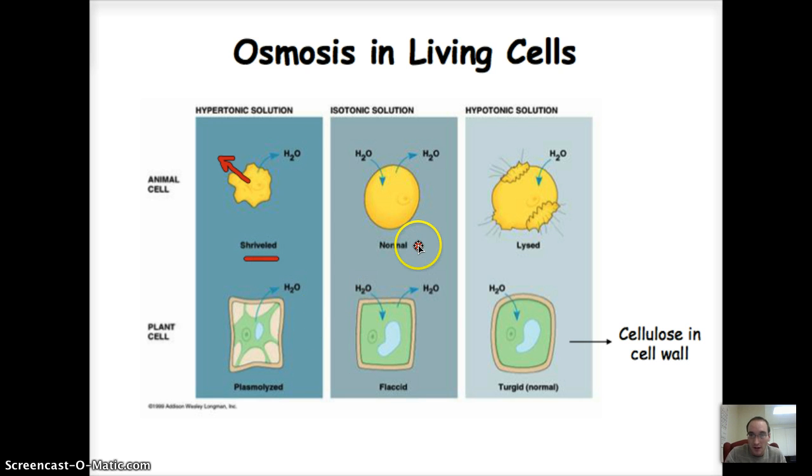Now, when we have an isotonic solution, we have water going inside and outside of the cell at the same rate. And this is at equilibrium right now.